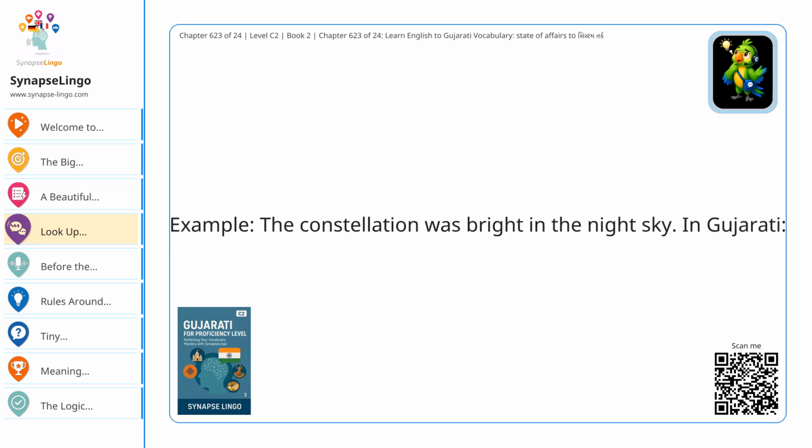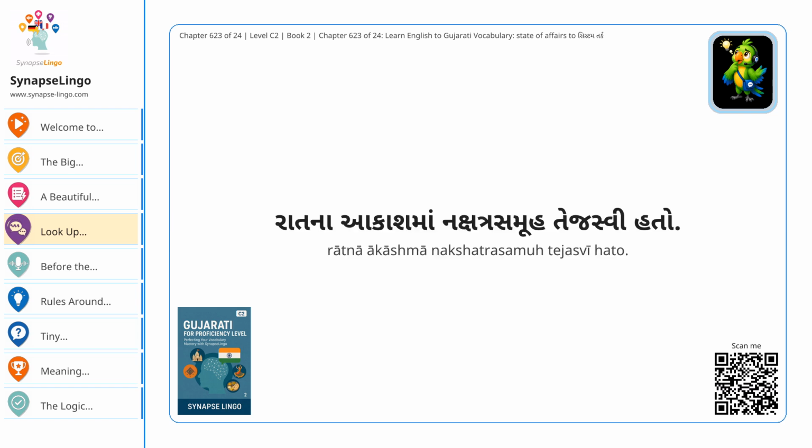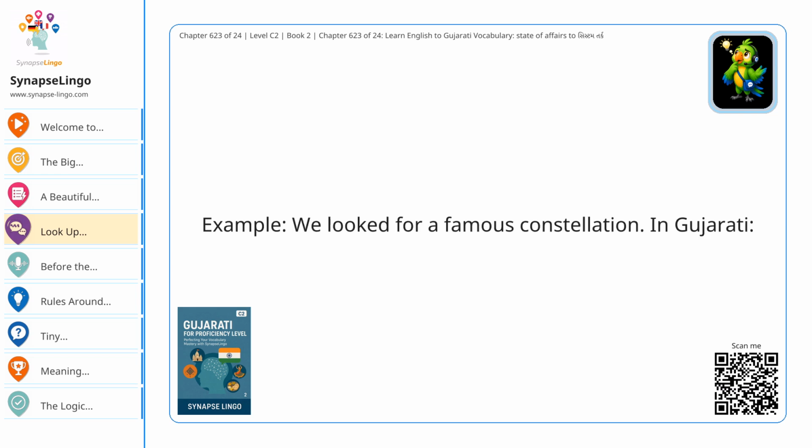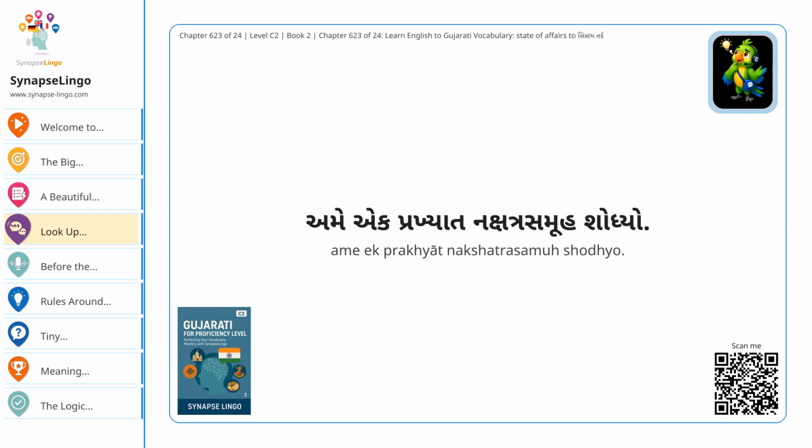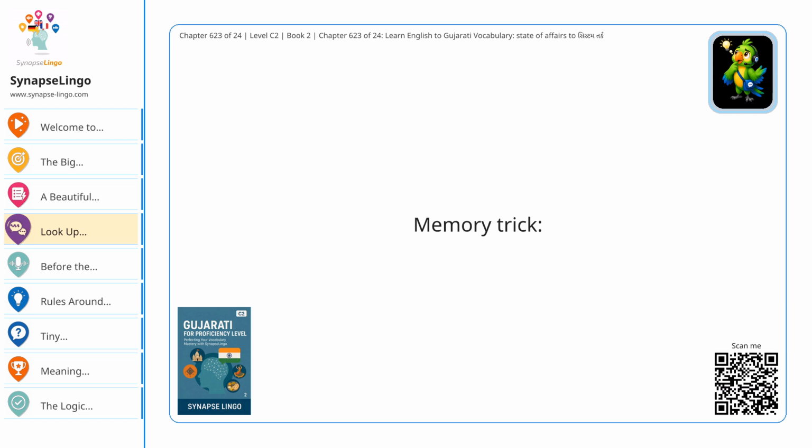Example. The constellation was bright in the night sky. In Gujarati. રાતના આકાશમાં નક્ષત્ર સમૂહ તેજસ્વી હતો. Example. We looked for a famous constellation. In Gujarati. અમે એક પ્રખ્યાત નક્ષત્ર સમૂહ શોધ્યો. Memory trick. નક્ષત્ર relates to stars and સમૂહ means group. So, નક્ષત્ર સમૂહ is a star group.